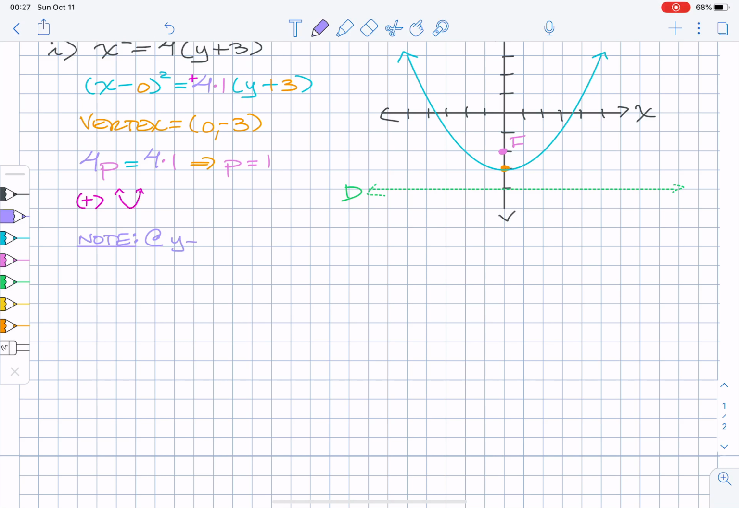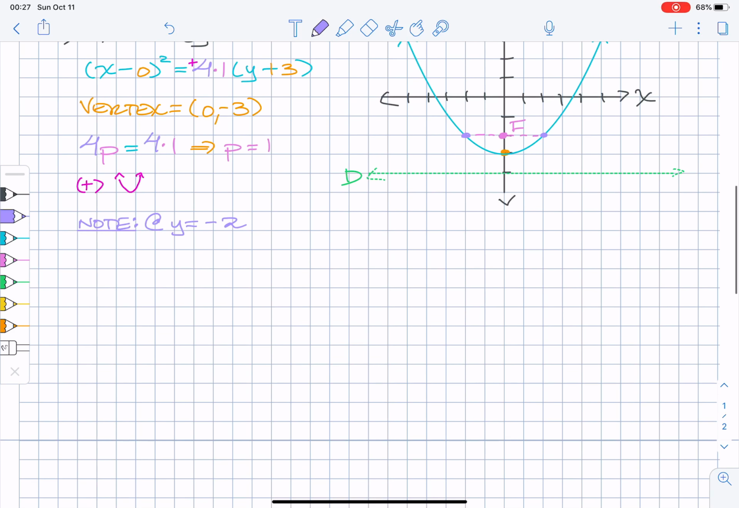At y equals -2, where the focus is down here, I'm trying to find the 2 points on the parabola. Well, that's y equals -2.